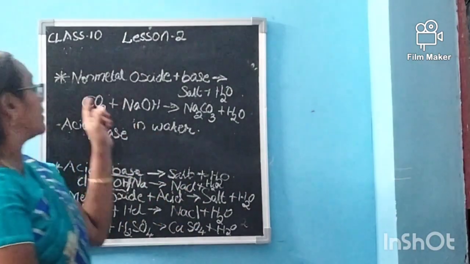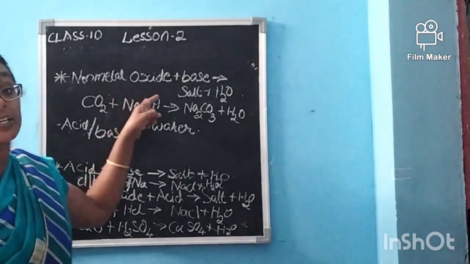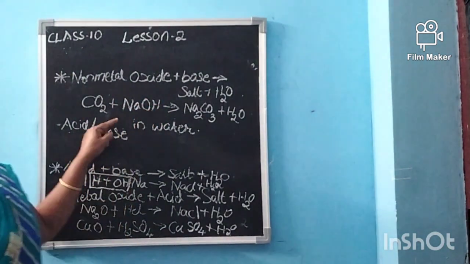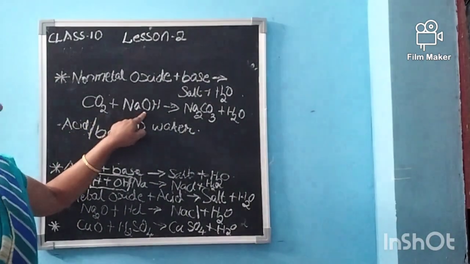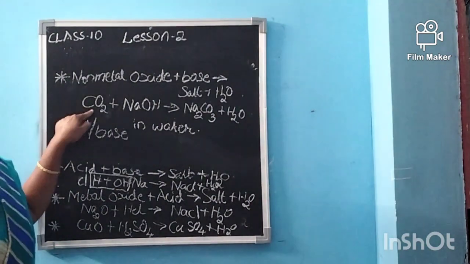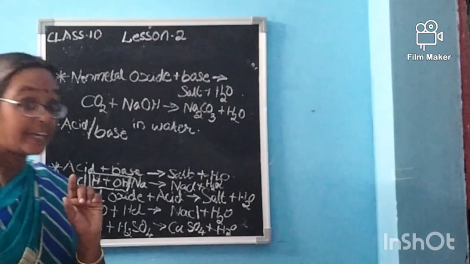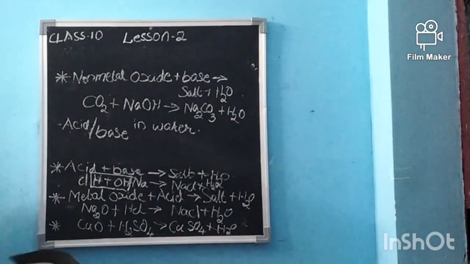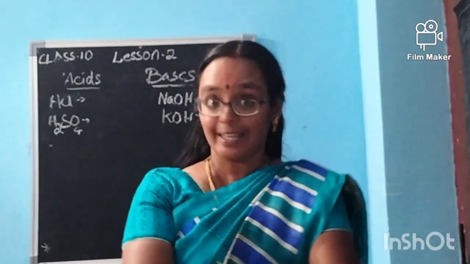Now tell me, the non-metal oxide is reacting as what? Is it slightly acidic or is it slightly basic? It's slightly acidic because only when acid reacts with base are we getting salt. So non-metal oxide carbon dioxide is slightly acidic in nature, while the metal oxide is slightly basic in nature. Now we are going to see what is common in acids and bases.